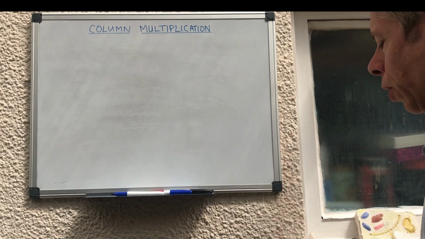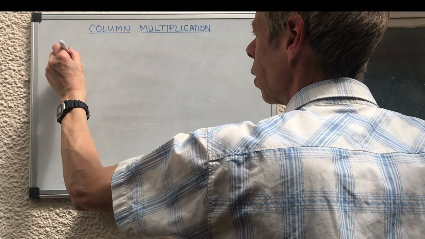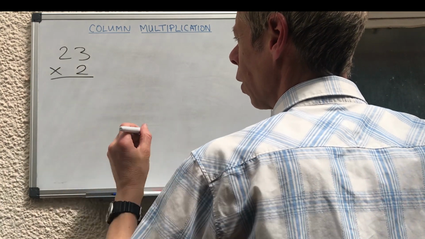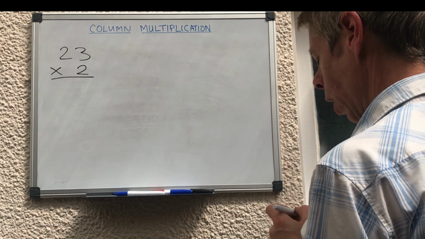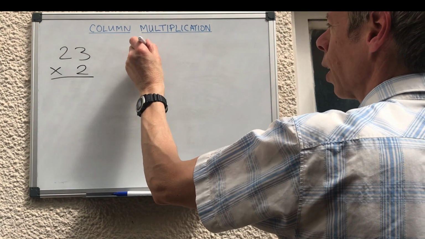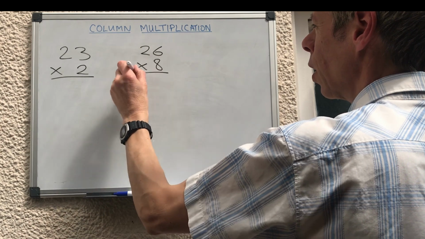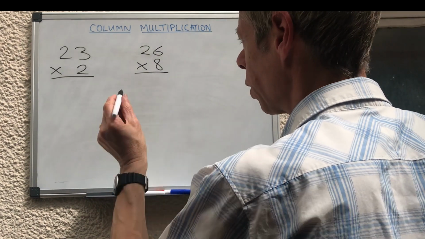Right, let's look at some questions on column multiplication then. So first of all, we'll start off with 23 times 2. So you can write that one down, start working on that one while I write the others out. Next question is going to be 26 times 8. So get that one written down, start working on that one if you finish this one.